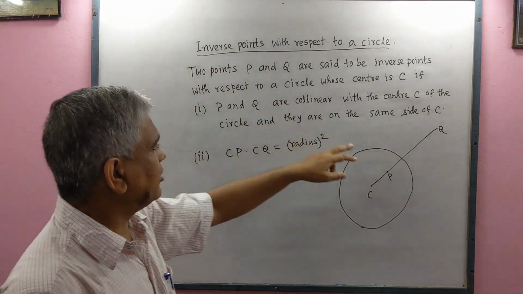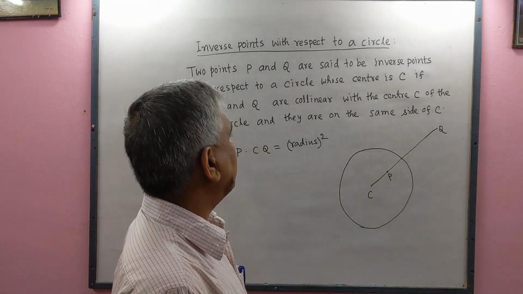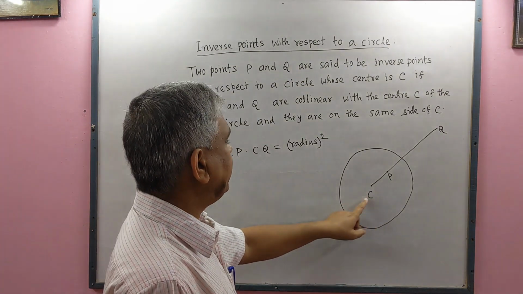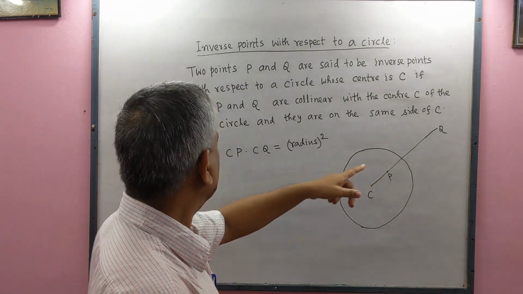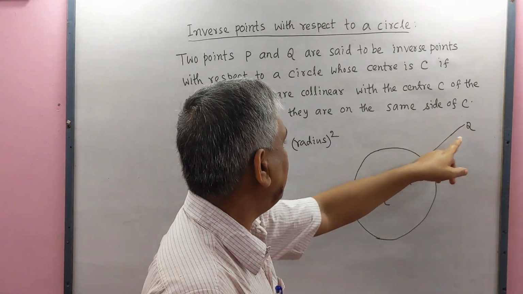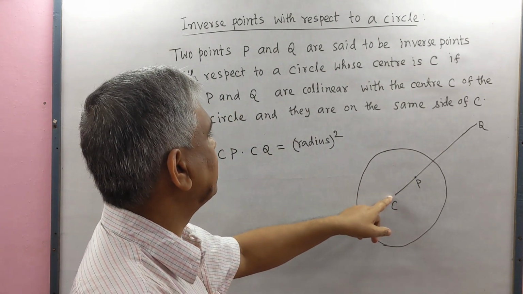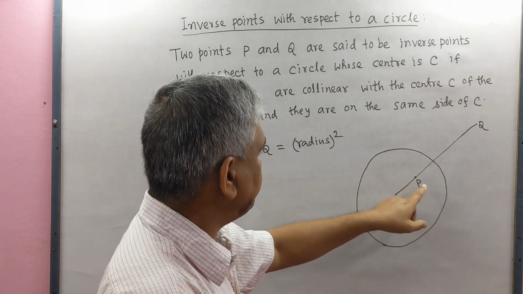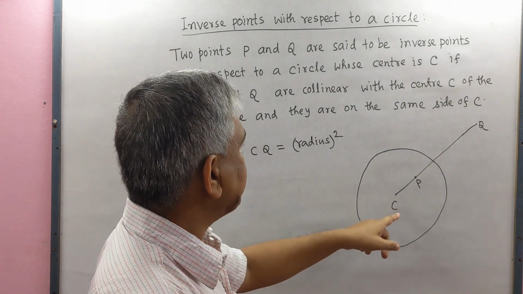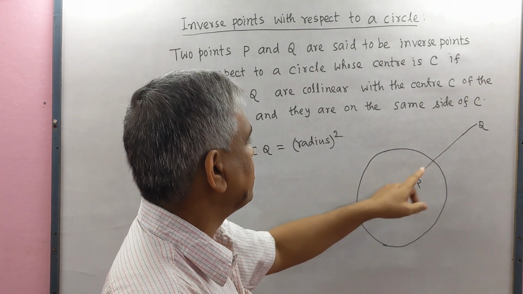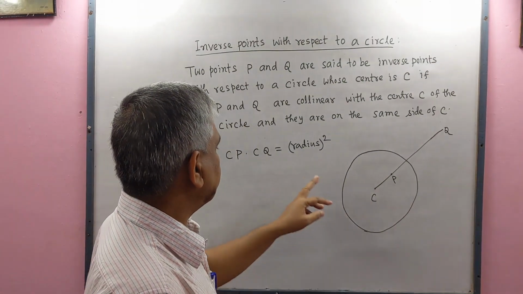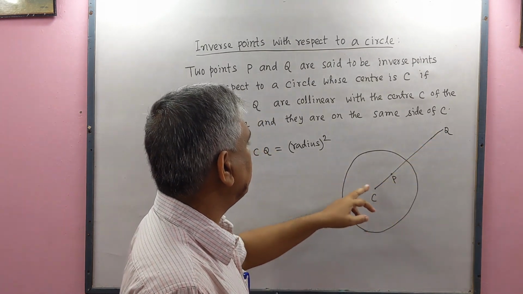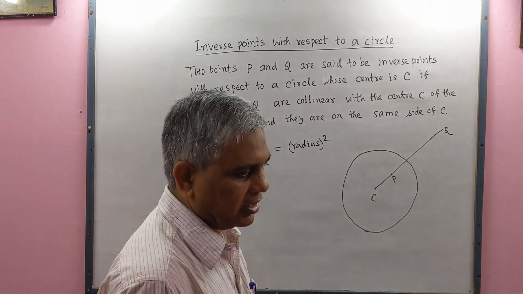Two points P and Q are said to be inverse points with respect to a circle whose center is C if, number 1, P and Q are collinear with the center C of the circle, and P and Q are on the same side of the center C. Second, CP multiplied by CQ equals the radius squared, the radius of the circle squared.